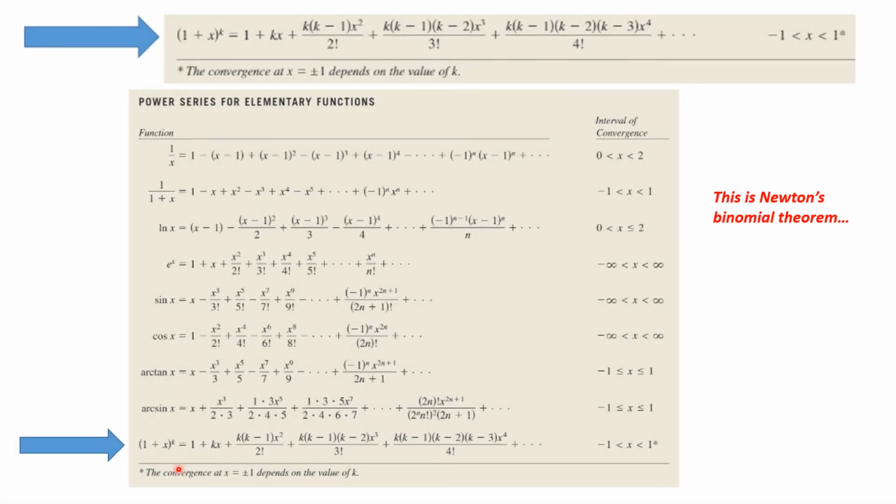This one way down here, and I wrote it a little bigger up here, is actually Newton's binomial theorem. So you see 1 plus x to the k is all this business, and it shows it converges from -1 to 1, but then they got a little footnote that says it depends on the value of k, and we talked about that a bit. So again, we've done several examples of this. We won't belabor it, but yes, that's in the list.